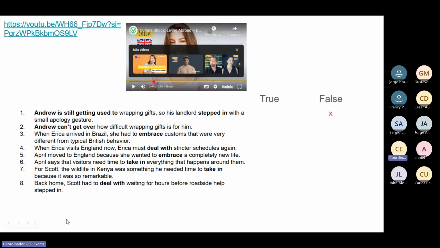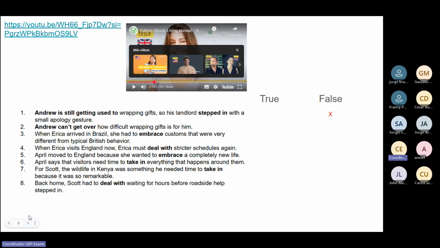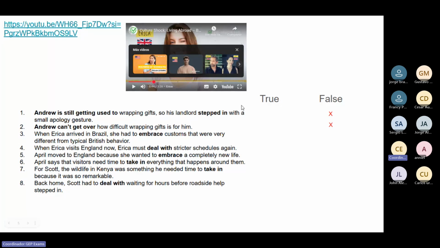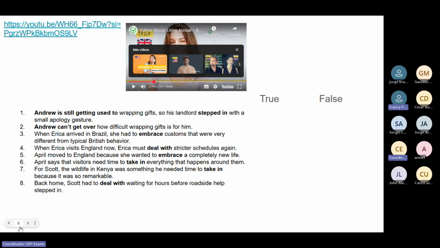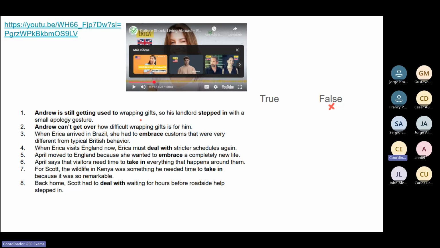Okay, you say true. Francie, what do you think? I think that is false. Why do you think it's false? Because I understood that he said that he got over it. Okay. I understood that he learned to do it. Okay. So this one in this case is false, but that's not the reason. The reason is because look at the sentence: Andrew is still getting used to wrapping gifts, so his landlord stepped in with a small apology gesture.